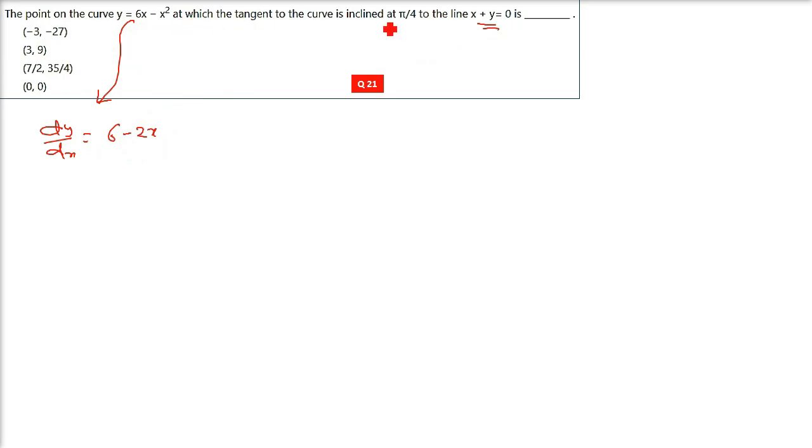We will differentiate this curve to find the slope of the tangent to this curve. The slope of that line we will find out, and then we will have m1 and m2, and we will equate it to the angle which is pi by 4. That is, m1 is the differentiation of the first curve. The second line is no tangent.